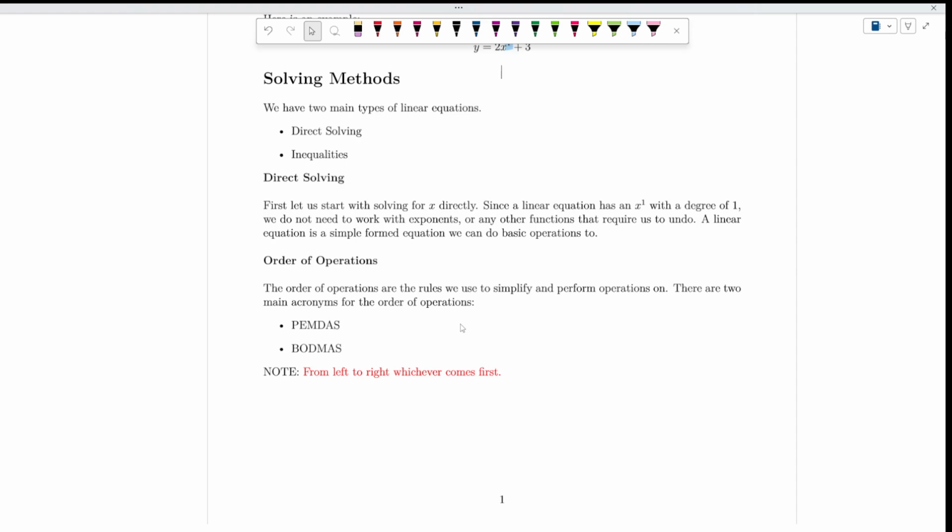Now, the reason why this is good for linear equations with that degree 1 is that they are the most basic form of equations, right? The highest degree is 1, which means we don't need to do any fancy steps like working with exponents or other functions that require us to undo those processes. Because when I want to solve for x, I want to see just x. I don't want to see 2x. I don't want to see x squared.